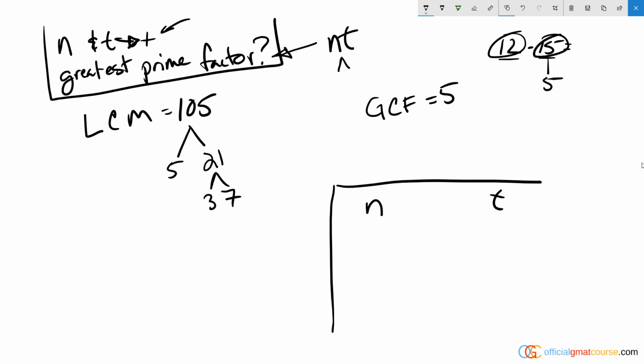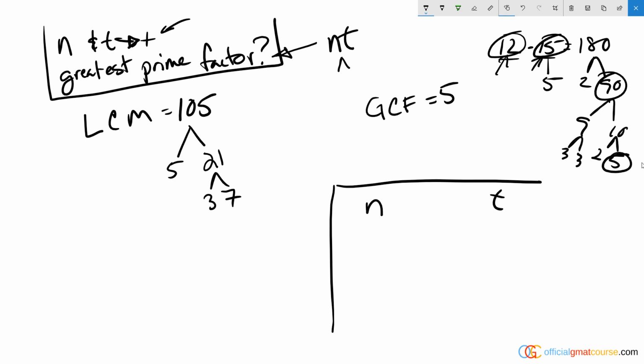So while my product here, which is 180, will have larger factors like 2 and 90, for example, 90 is a larger factor than either of these two numbers had. The prime factors, if I continue to prime factor this out, I will see that the greatest prime factor was still the number 5. So you can't create a larger prime factor through multiplication. So either n or t already possesses the greatest prime factor.